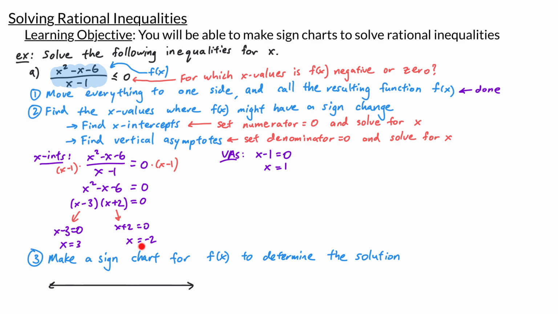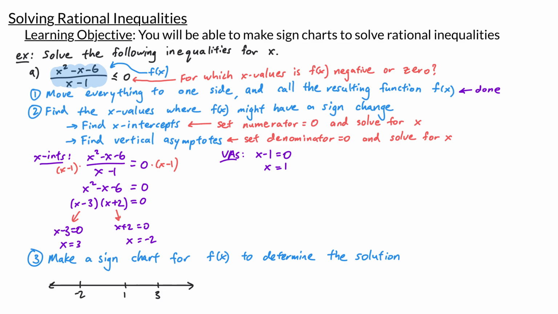The smallest x value is -2, so let's place -2 on our number line. Then we have x equals 1, so place 1 on our number line. And then lastly, we have x equals 3, so let's place 3 on our number line. So this divides up our x values into 4 separate intervals. And we know that throughout each of these individual intervals, the sign of our function will be consistent.